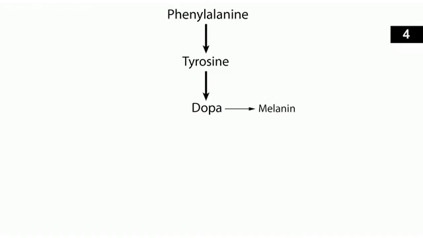Now, another disease related to this is albinism. If patients can't convert DOPA to melanin, then that results in albinism. So let's move further down here. DOPA is converted to dopamine.